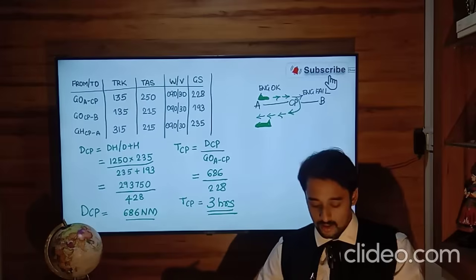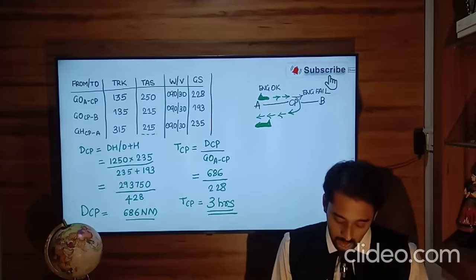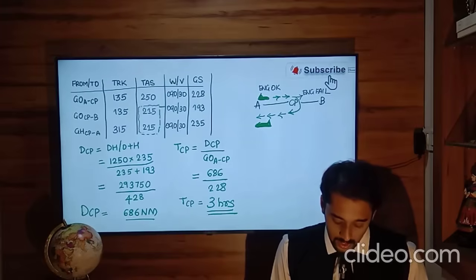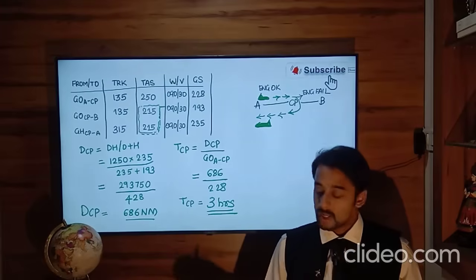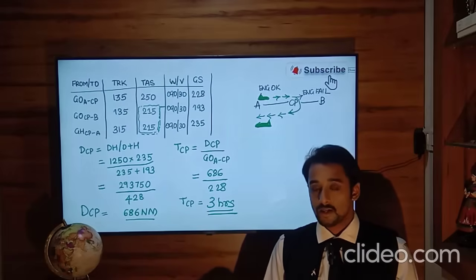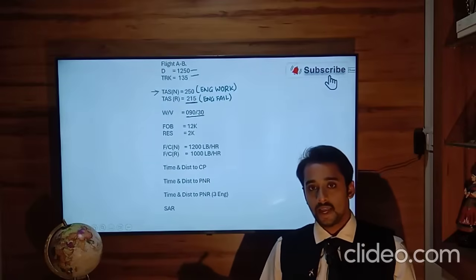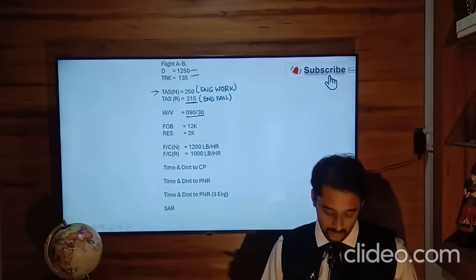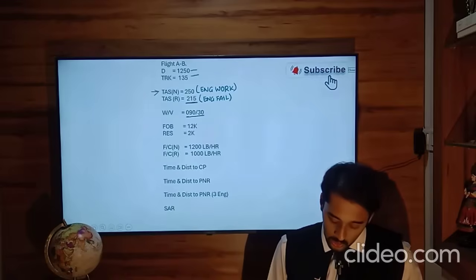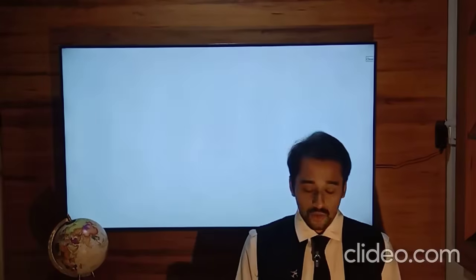Very simple. Only the thing different is this. You will be using a reduced TAS from critical point onwards. Okay, because in the question they have given two types of TAS. That means there is an engine failure at critical point. Now let's go to time and distance to PNR. So let's calculate distance to PNR.